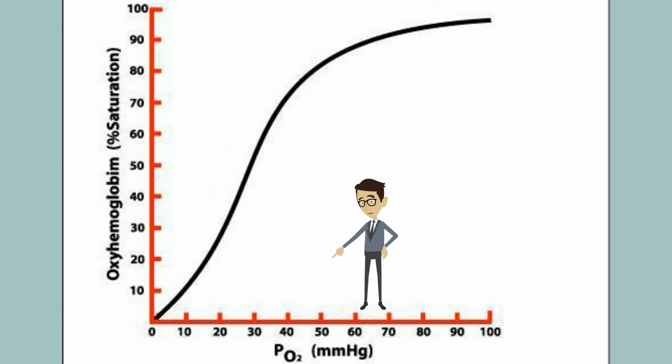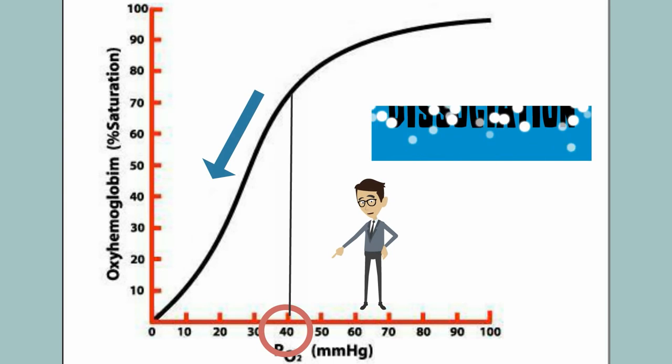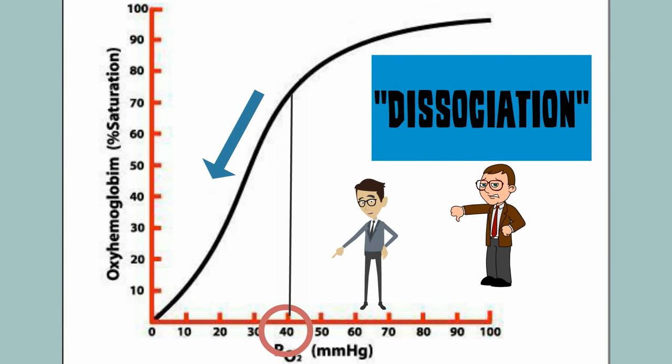What we don't want is for the pressure of oxygen to decrease below 40. That's where saturation decreases drastically, and that's not good. That's called dissociation. Oxygen jumps or dissociates from the blood.